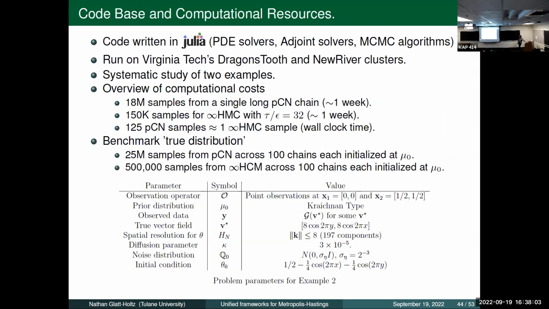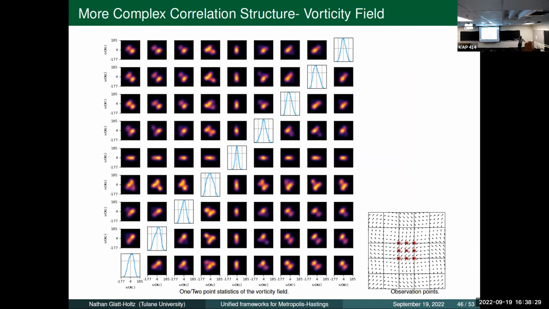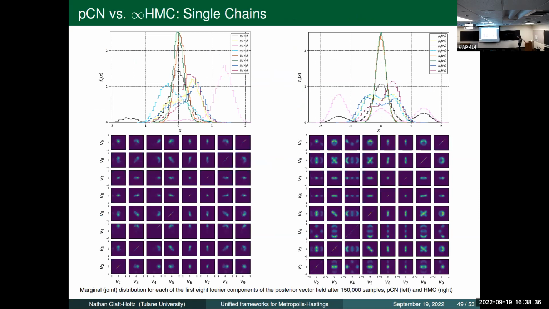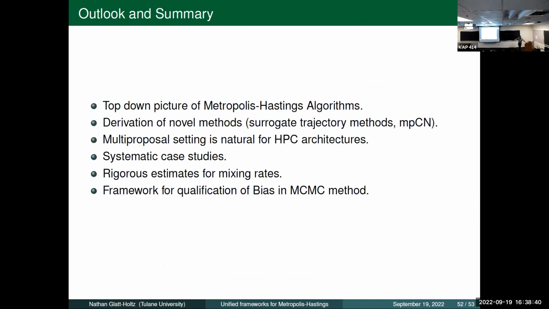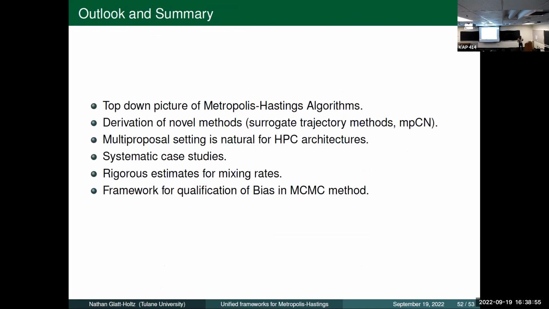Maybe because I am running short on time, I won't speak at length about this other example, but this kind of shows you, I love this picture. It goes back some years when we first generated this, but this shows you the Fourier modes of the unknown velocity field and the marginals onto two Fourier coefficients. And you can see the 2-point correlation spatially in, say, vorticity. So these measures are giant boxes. This was to show you that we implemented this MPCN and had some promising results for this model problem, which we had previously simulated using PCN and the infinity HMC algorithm.